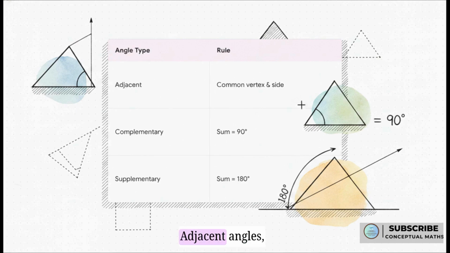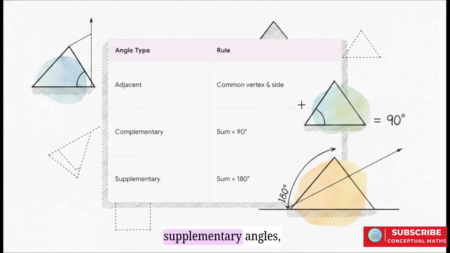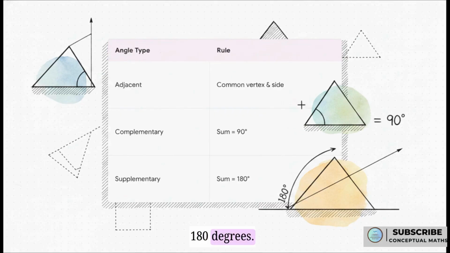Here we go. Adjacent angles, they need a common vertex and a common side. Complementary angles, their sum is exactly 90 degrees. And supplementary angles, their sum is exactly 180 degrees. Make sense? Awesome. Let's get to the quiz.